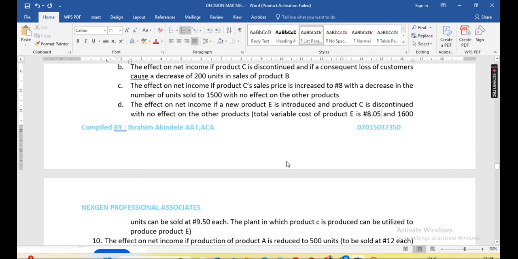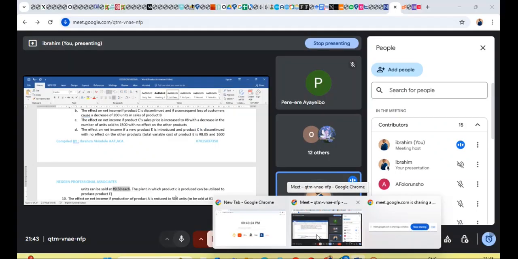And 1,600 units can be sold at what? This is the selling price: 9 naira 50 kobo per unit. And this is the variable cost. Now, the plant in which product C is produced can be utilized to produce product E. Like I said, this is a very technical question, and it is very simple, class. Don't forget, I will do a summary of it at the end of this class. Just relax. It's very simple. Please.